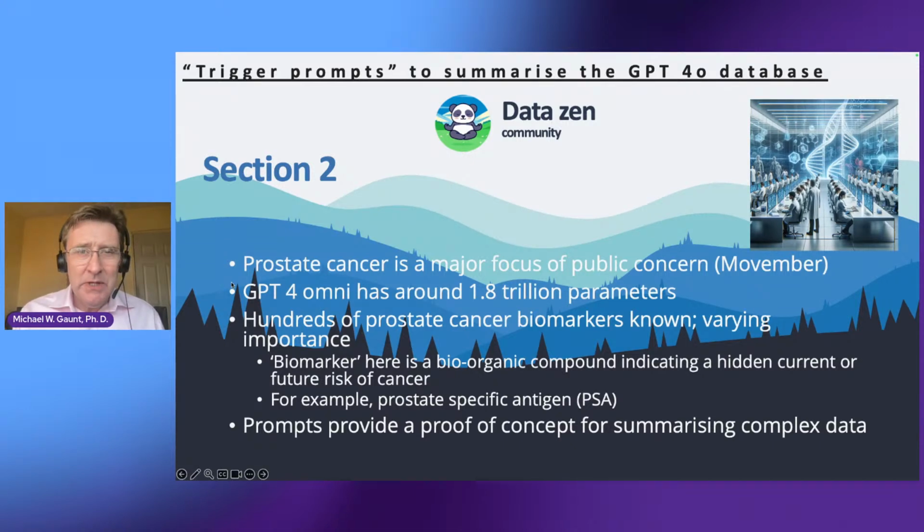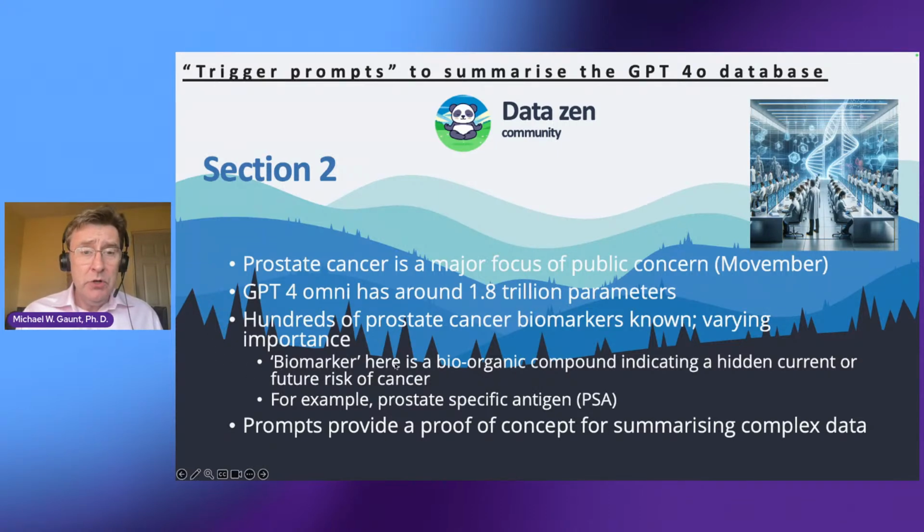In this particular example, I'm going to focus on prostate cancer, which is a big focus of public concern. At the time I was doing this analysis, it was November, so I guess that's Men's November. Globally, of course, it is one of the major causes of mortality in men. GPT-4 Omni has around 1.8 trillion parameters in it, so it has just about all the data on prostate cancer inside its memory banks, inside its databases.